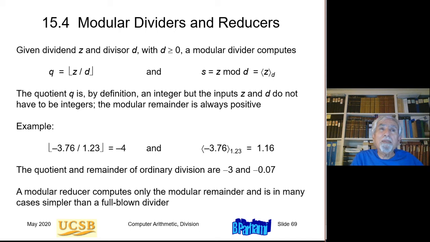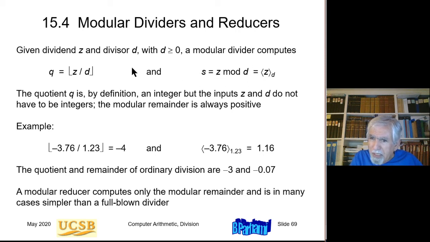Okay, the next item in today's lecture is modular dividers and reducers. So what is a modular divider? A modular divider is basically one that performs this operation. So it divides z by d, takes the integer that is just smaller than that in case the result is not an integer, and then the remainder is z mod d.